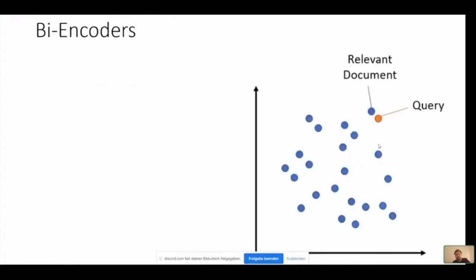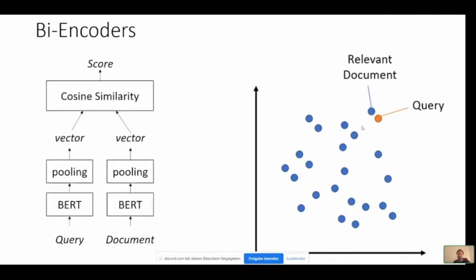So how does it work? Lewis already covered it. You have these vector spaces where you encode all the documents, then you encode the query, and you find the nearest neighbor of the query. How does it work in a bit more detail? You have queries and documents which you send to a transformer network like BERT. You do some pooling operation to give you a vector. And then you use some distance measure like cosine similarity, dot product, or so on to get a score.